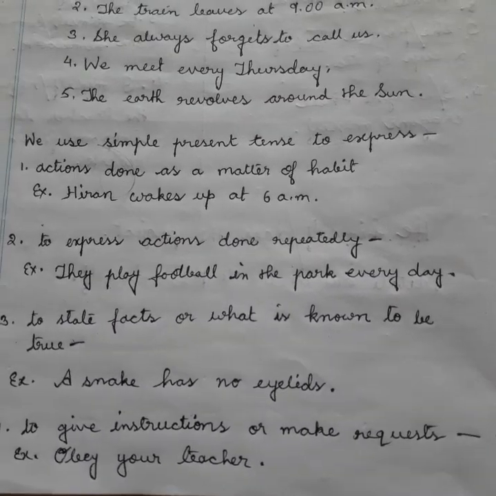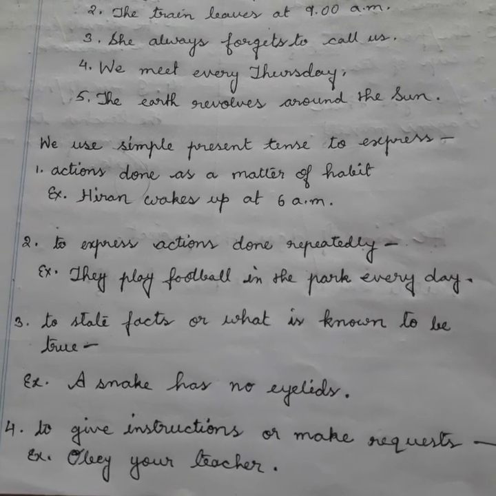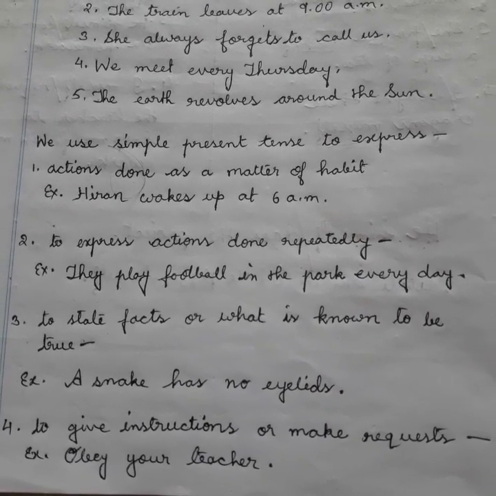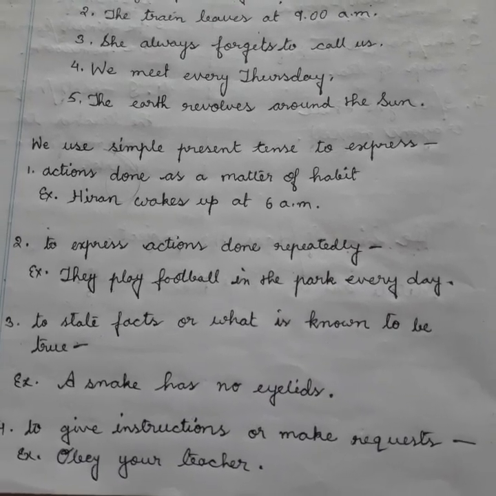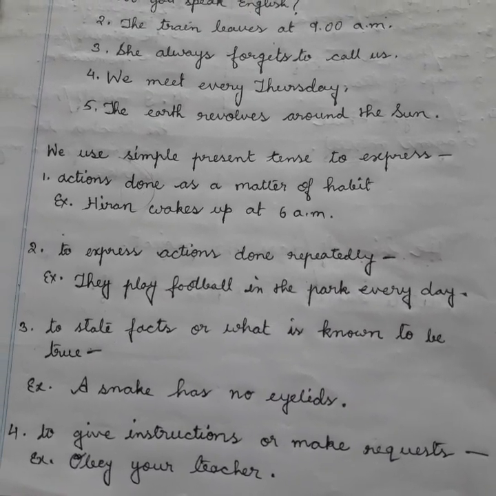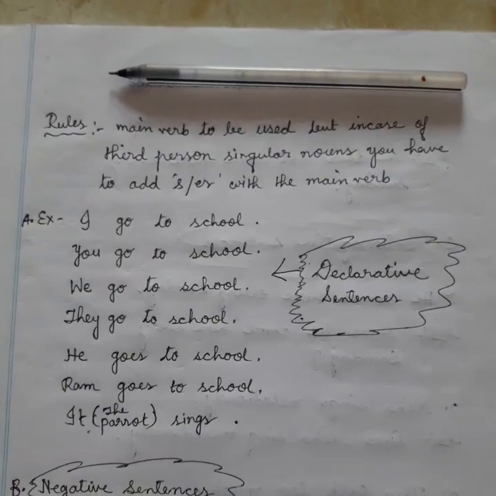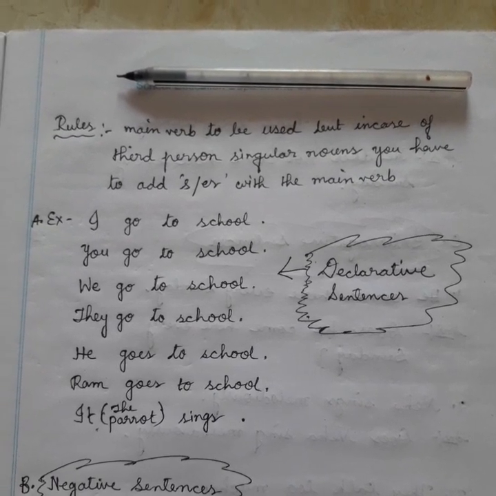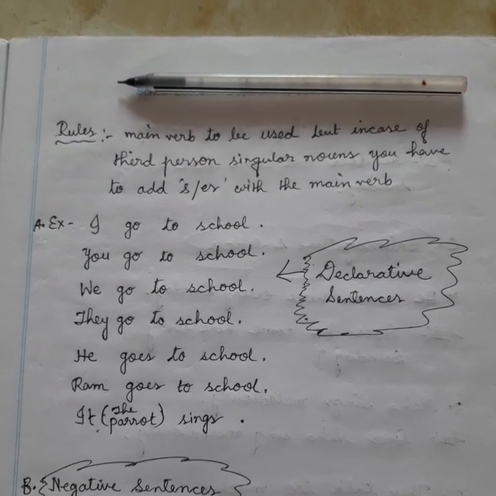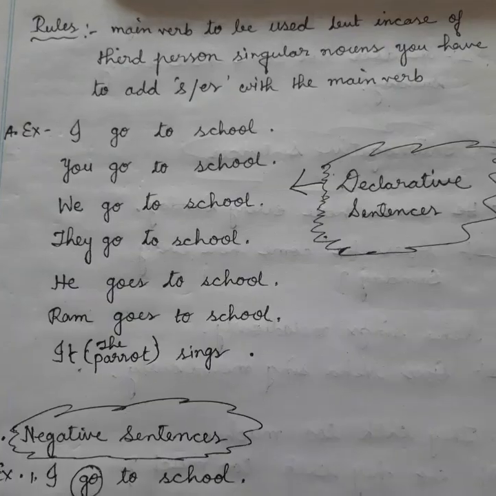Okay. So here we got to know that we use simple present tense in case of a habit, routine or a daily event. So these examples I have given. Now I will go to the rules of the simple present tense. Achha, rules I have written. The main verb is to be used, but in case of third person singular nouns you have to add s or es with the main verb.